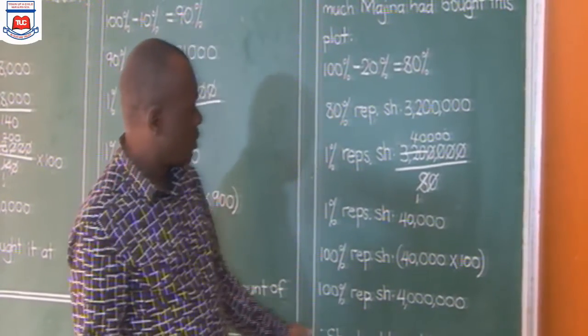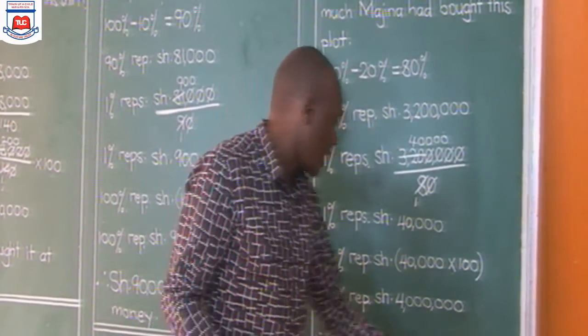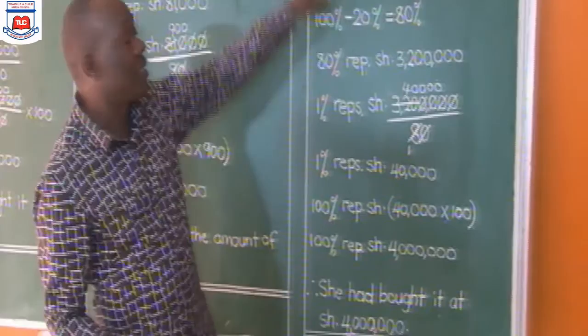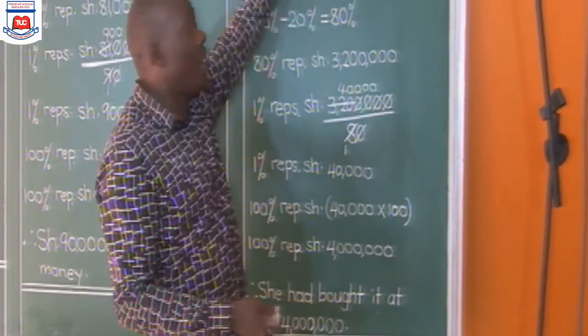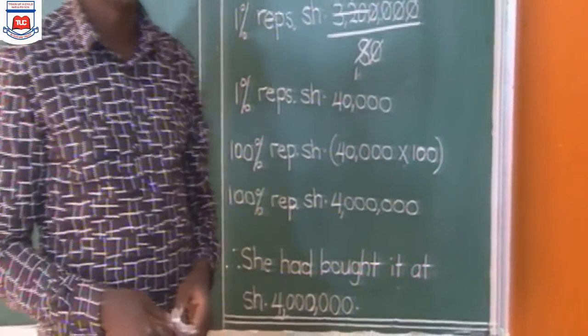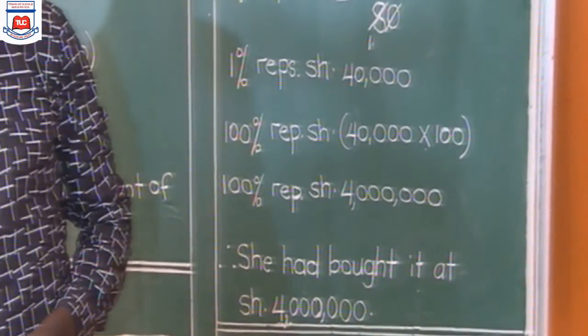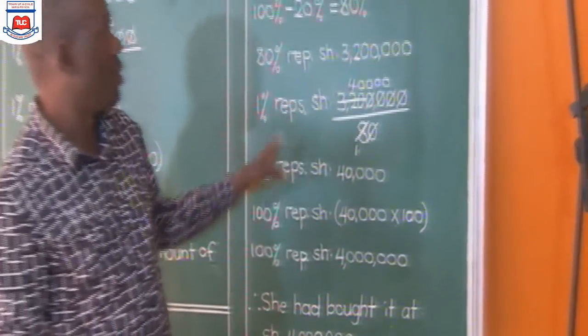We have found out that she had bought it at 4 million shillings and sold it at a less value of 3,200,000 shillings, thereby incurring what's called a loss. Please, it's not advisable to sell at a loss like this Magina did.